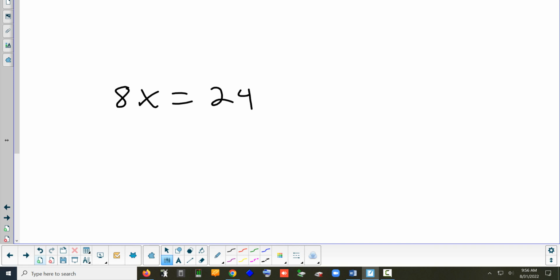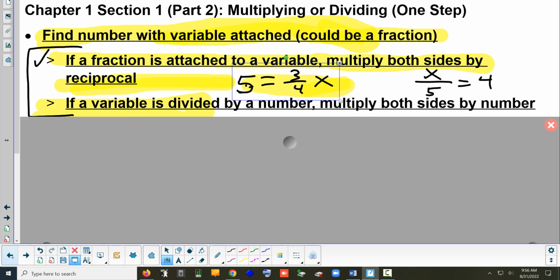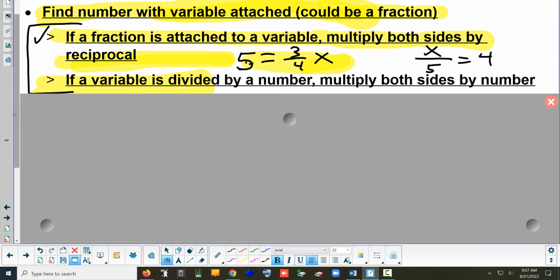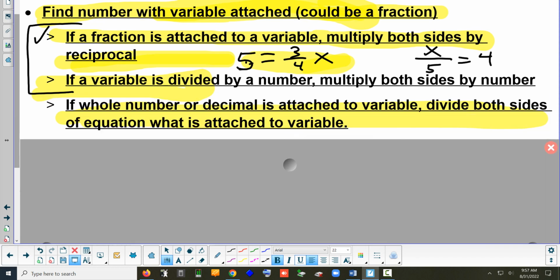Okay, so you might look at it and say, well, wait, you said when there's a number attached to the letter, we always multiply it. If it's a fraction attached to the letter, we multiply. If it's a whole number, like that, to solve this kind of problem, you have to divide. So that's going to cover the second part of what we do. And that's this rule right here.